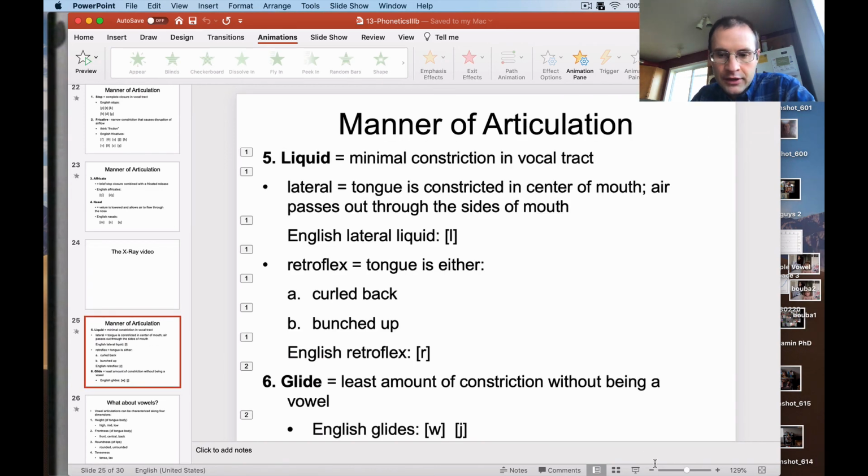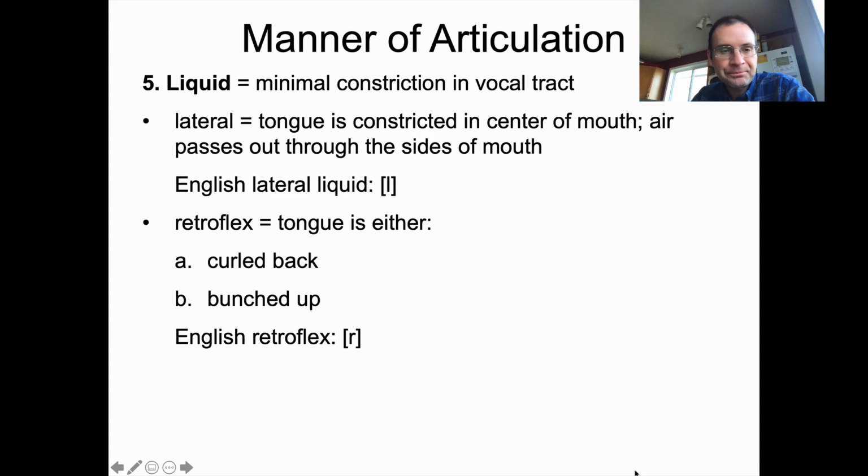There are a couple of other consonantal manners that you need to know about. The first of these is called a liquid, and it comes in two flavors. Liquid gives you minimal constriction in the vocal tract. It's not easy to define it other than that. The two different flavors are easier to understand. One is called a lateral sound. One example of a lateral in English is the sound L. In a lateral, you are constricting the tongue in the center of your mouth, and then air can pass out through the sides of the mouth while being blocked down the middle.